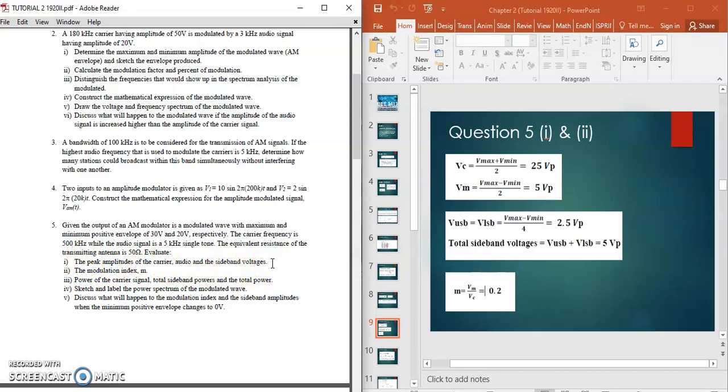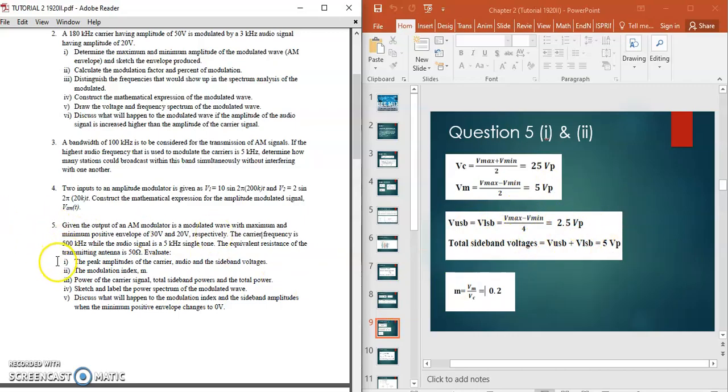Direct formula: you take here VC equals Vmax plus Vmin divided by 2. Vm equals Vmax minus Vmin over 2. And then V upper sideband equals V lower sideband equals Vmax minus Vmin divided by 4. I already gave this derivation, something like equation 1 minus equation 2. Refer back in your slide, in your tutorial, I already gave you before this. So you got this formula, and now you got this answer.